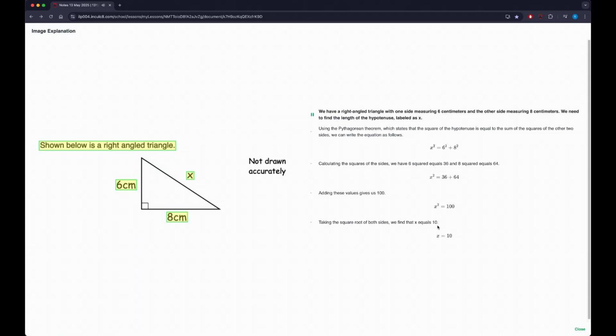We have a right-angled triangle with one side measuring 6 centimeters and the other side measuring 8 centimeters. We need to find the length of the hypotenuse, labeled as x. Using the Pythagorean theorem, which states that the square of the hypotenuse is equal to the sum of the squares of the other two sides, we can write the equation as follows. Calculating the squares of the sides, we have 6 squared equals 36 and 8 squared equals 64. Adding these values gives us 100. Taking the square root of both sides, we find that x equals 10.